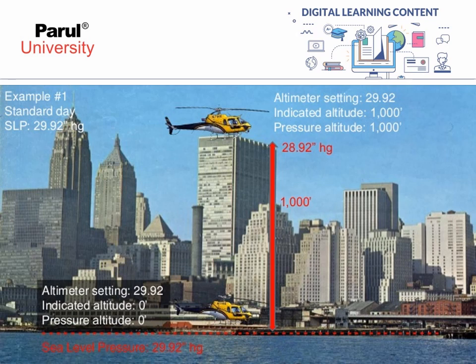Now we can see example 1, the standard day. Sea level pressure is 29.92 inches of mercury, the altimeter setting is 29.92, the indicated altitude is 1000 feet, and the pressure altitude is 1000 feet. At sea level, the altimeter setting is 29.92, the indicated altitude is 0, and the pressure altitude is 0.